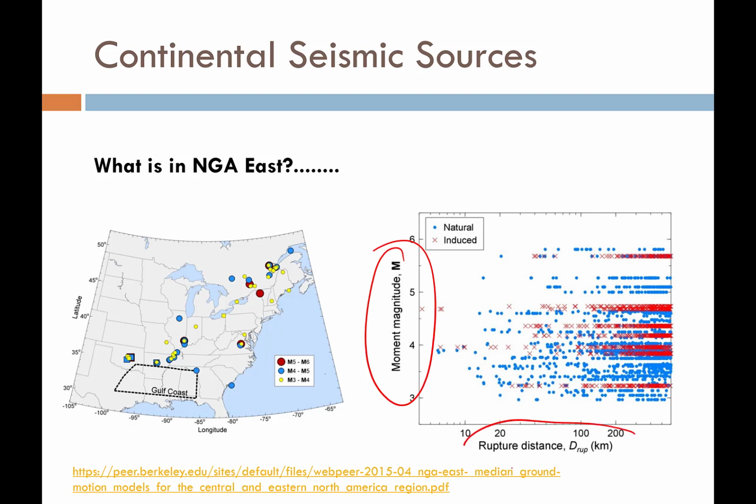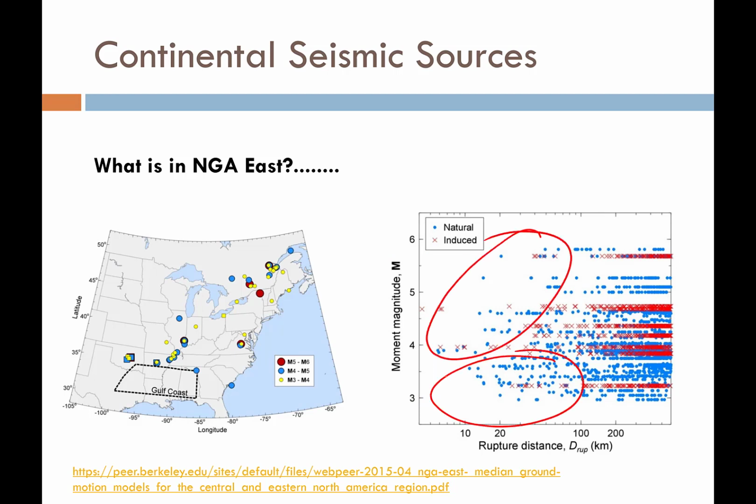And here on the right figure is the similar plot I showed before, where we have earthquake magnitude versus source to site distance. So again, you can see lots of holes here, right? Lots of holes. And those holes are probably going to stay for a long time, because we're talking about a region where we don't have a lot of natural seismicity because they're continental regions.